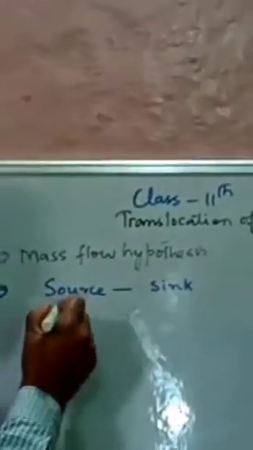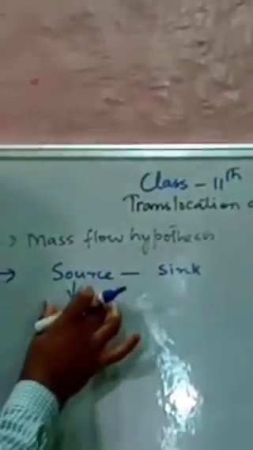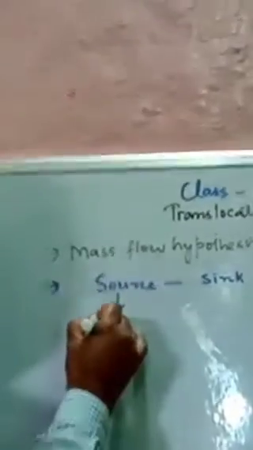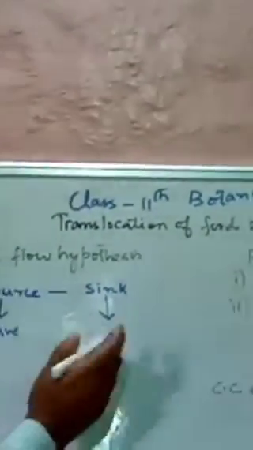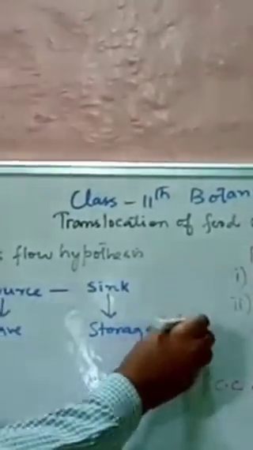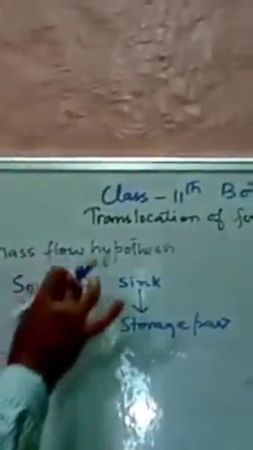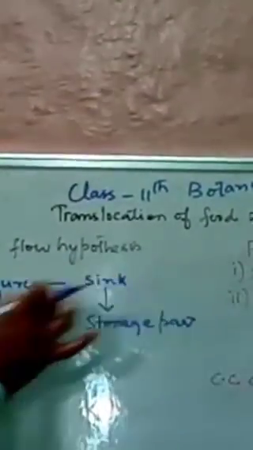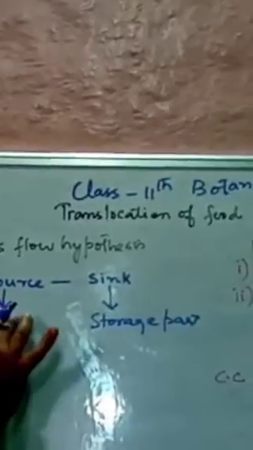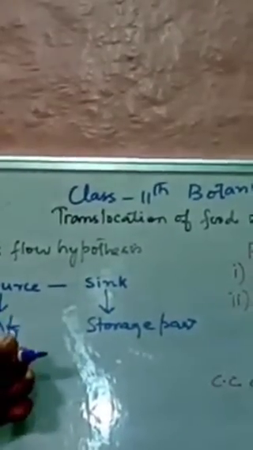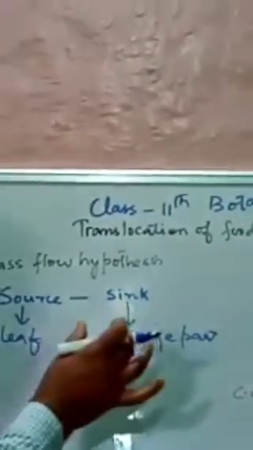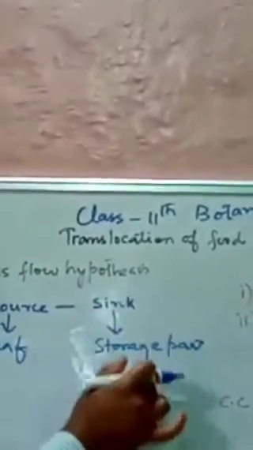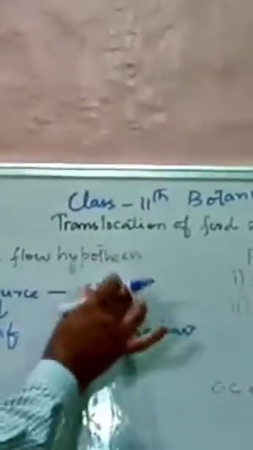Source is where it is being prepared, that is the leaf. Where the food is being prepared, it is the leaf, and sink is that place where this food is being stored, that is the storage part. So this food moves from source to the sink. Source is simply the part where this food is being manufactured, that is the leaf. Then where this is taken, that is the stem, the roots, the fruits, where it is being stored, that is called the sink.